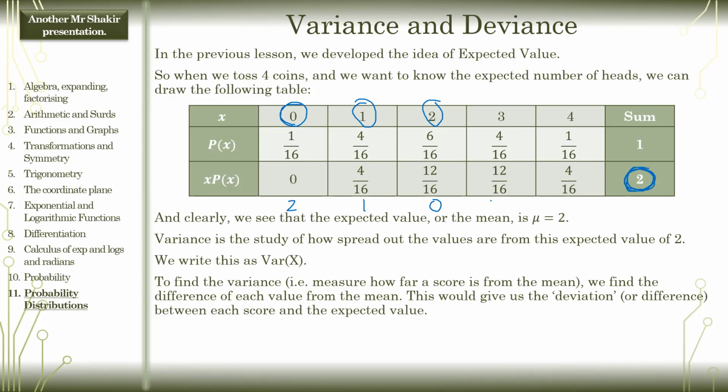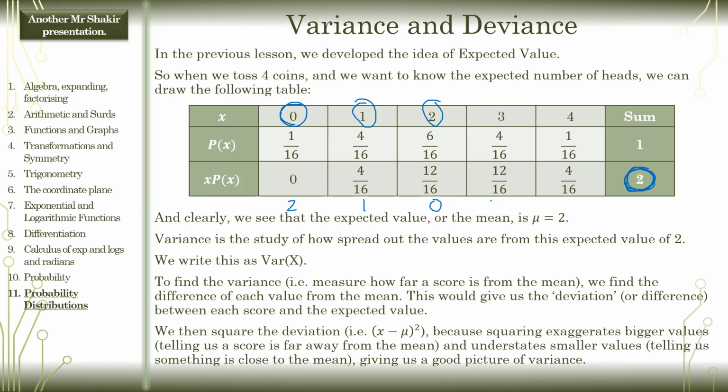How far away is it? Then we square those distances. Why do we square them? Because we're trying to find a measure of how spread out the scores are. When you square a big number, it gets really big. When you square a small number, it doesn't really change by that much. And that's really what we want.